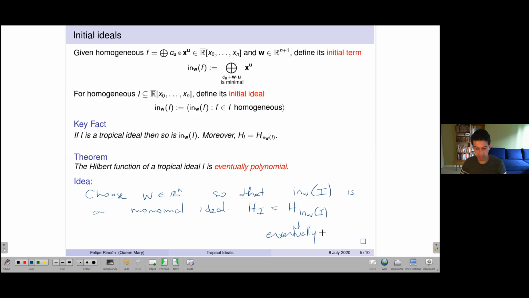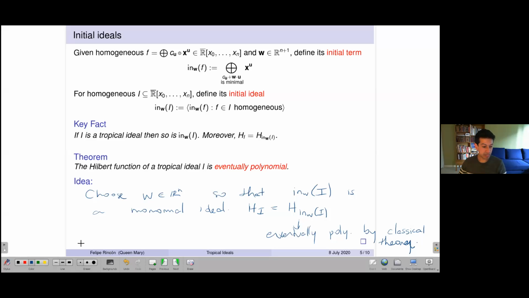Eventually polynomial by the classical theory. And actually, you only need to use the fact that Hilbert functions of monomial ideals are eventually polynomial to prove this. All right?